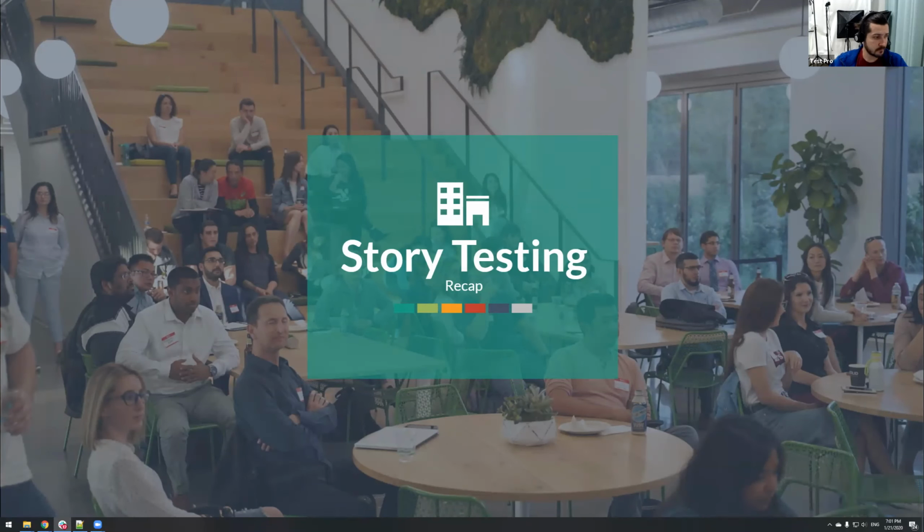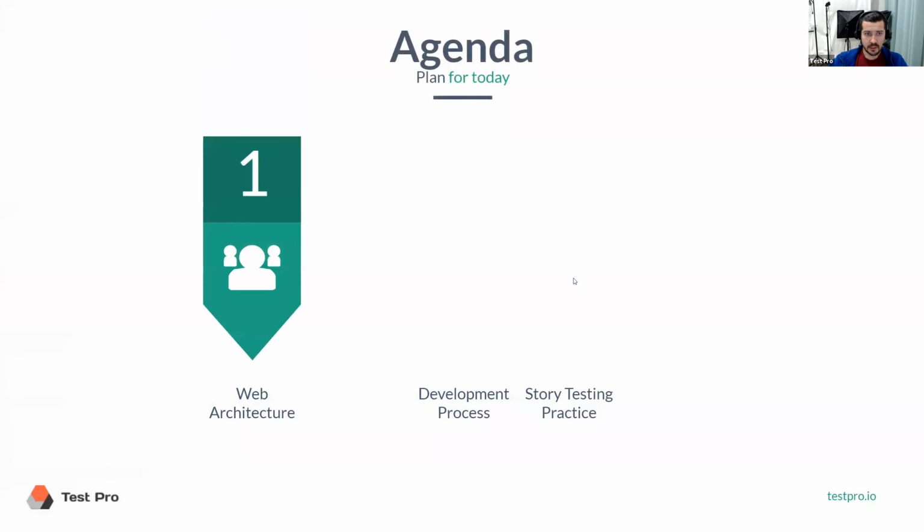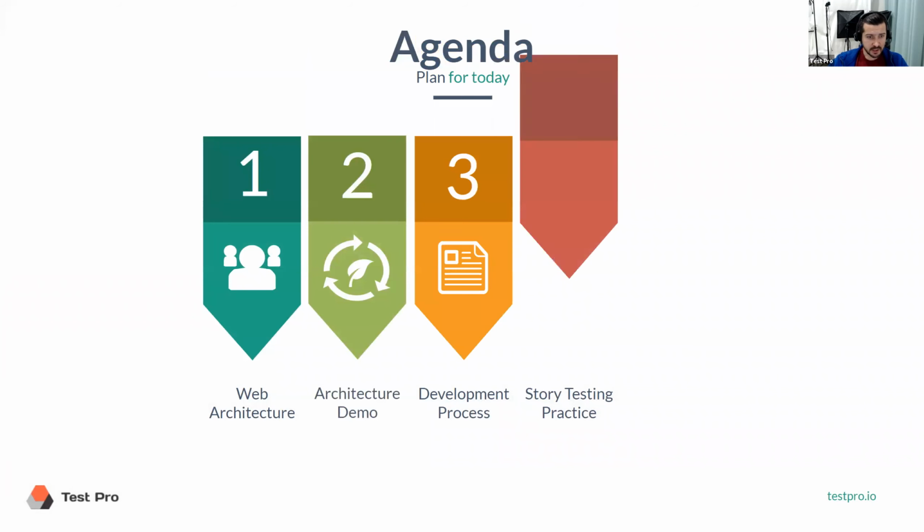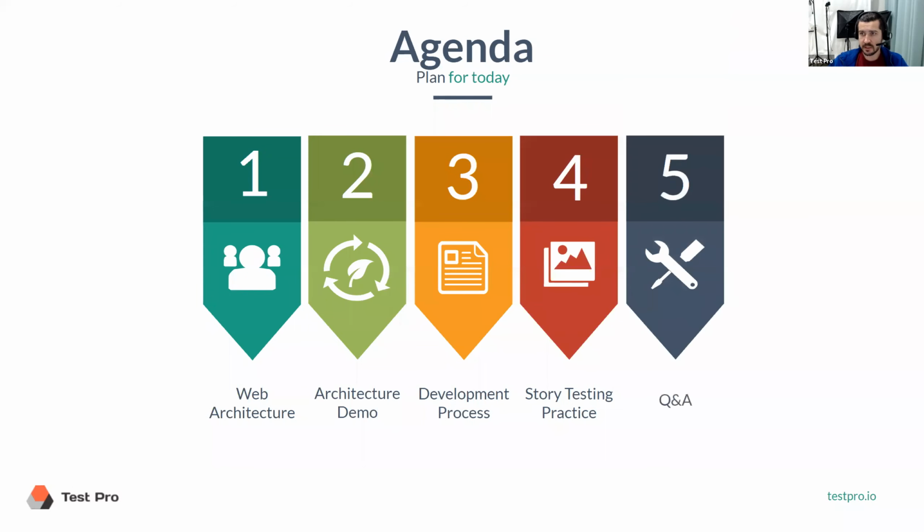So, what are we doing today? We're gonna do end-to-end story testing. All right, so here's the plan. We're gonna talk about web architecture. Probably it's the most technical and the most complicated topic for the whole entire course. So be prepared. And then I'm gonna show you what it does mean in real life. And we will do some theory around development process and releases and deployments and all that. And we will actually practice the story testing and questions and answers, of course.